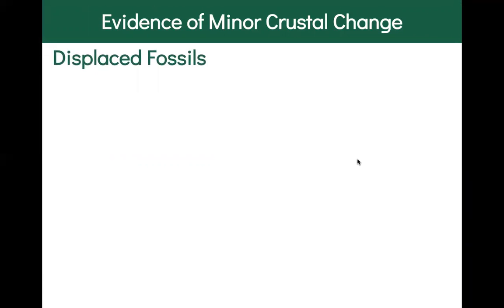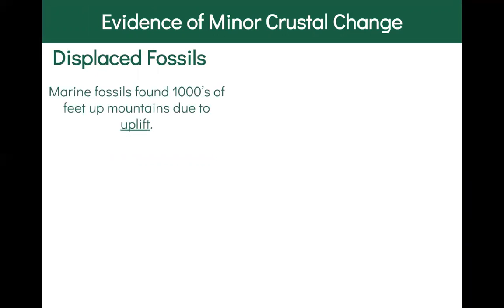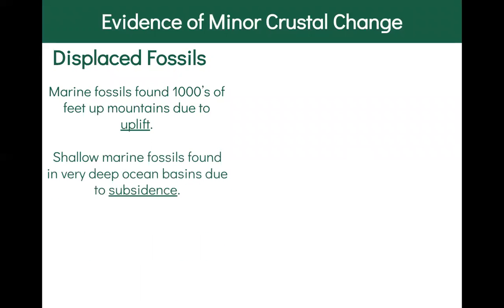Another kind of cool example would be displaced fossils. Sometimes we find marine fossils, that means fossils of organisms that used to live in the ocean. We can find them thousands of feet up on mountains, and that's due to uplift of those mountains. On the other hand, we can find shallow marine fossils in the very deep ocean, and that's due to subsidence, or sinking.